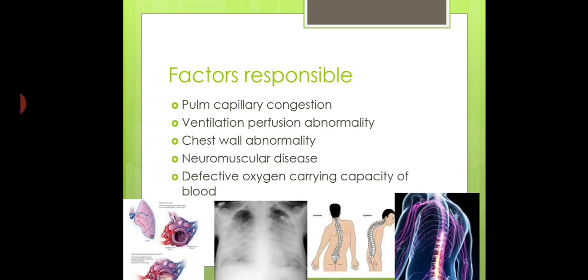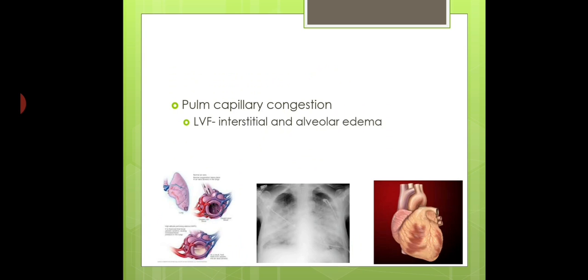Factors responsible for dyspnea: pulmonary capillary congestion, ventilation perfusion abnormality, chest wall abnormality, neuromuscular disease, defective oxygen carrying capacity of blood. Pulmonary capillary congestion occurs in left ventricular failure.